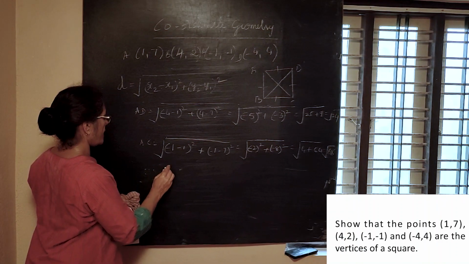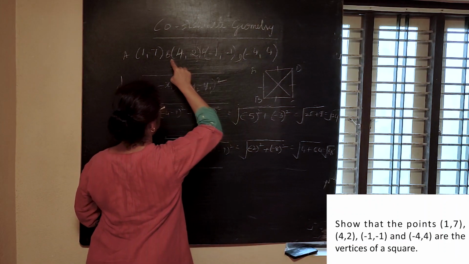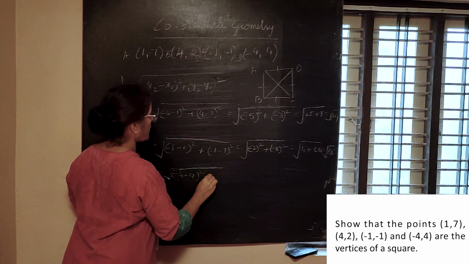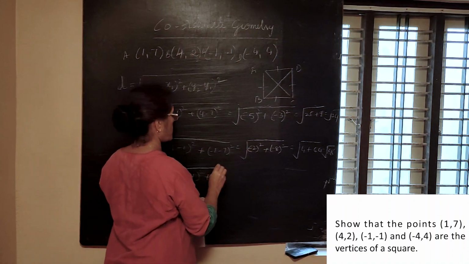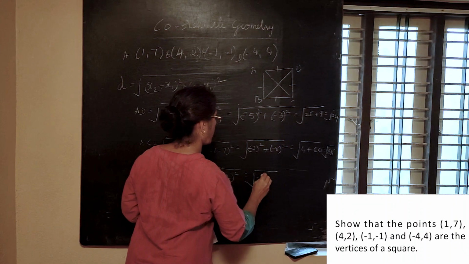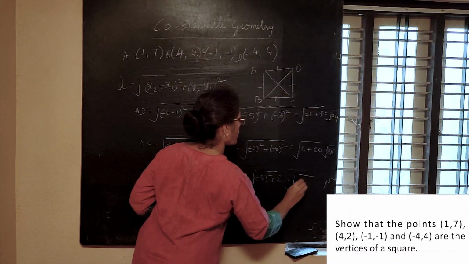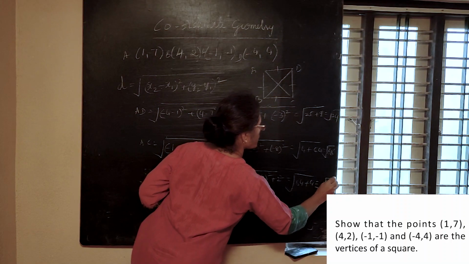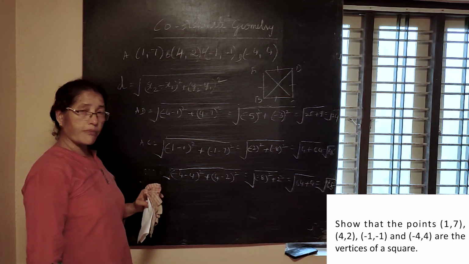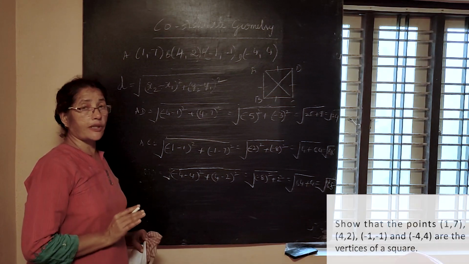What is BD? BD is equal to square root of minus 4 the whole square plus 4 minus 2 the whole square, is equal to minus 4 minus 8 the whole square plus 2 square, is equal to square root of 64 plus 4, is equal to again square root of 68. Yes, ABCD forms a square because all the sides are equal and diagonals are also equal.